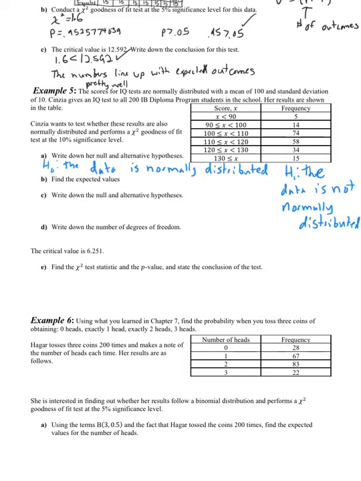The lower bound for the first one is negative infinity, and the upper bound is 90. Our mean is 100, and our standard deviation is 10. Okay, that would be the first one. So this is our mean of 90.